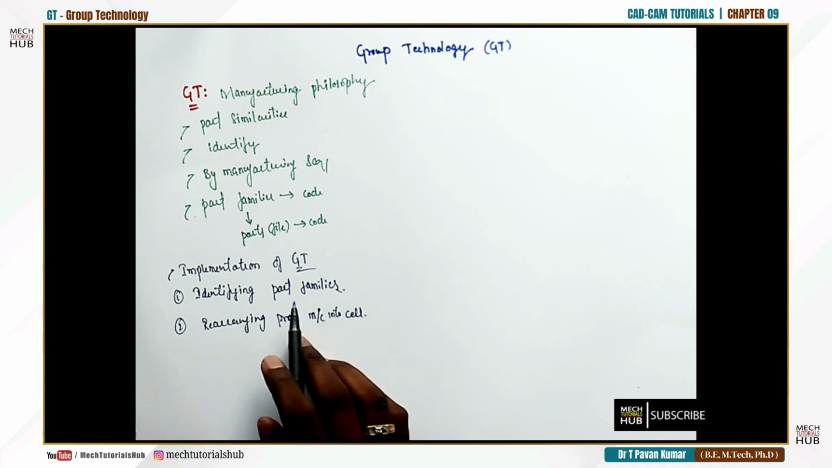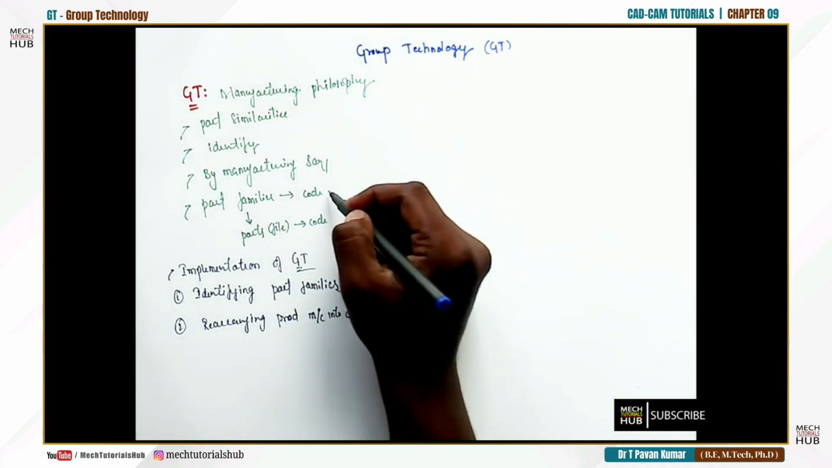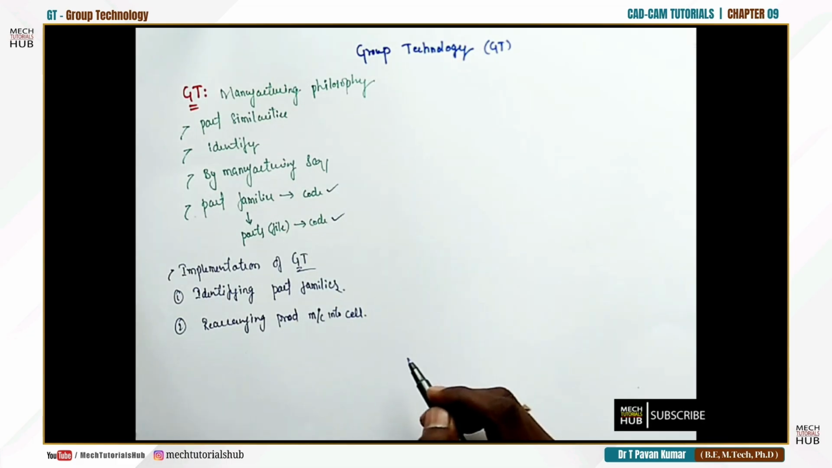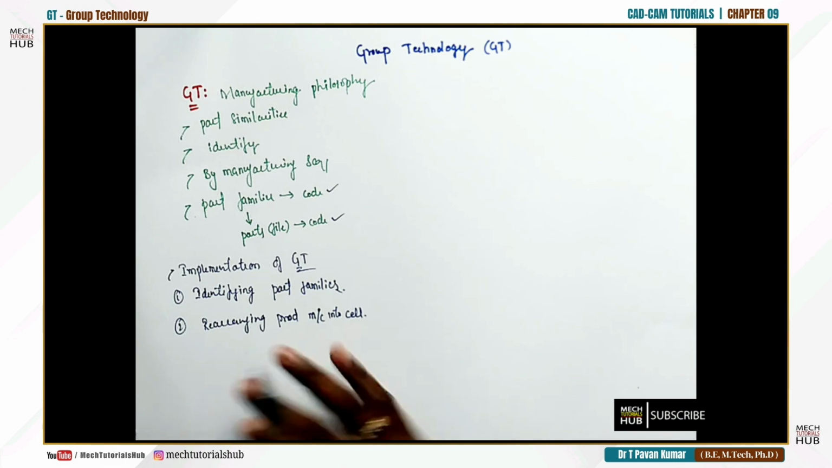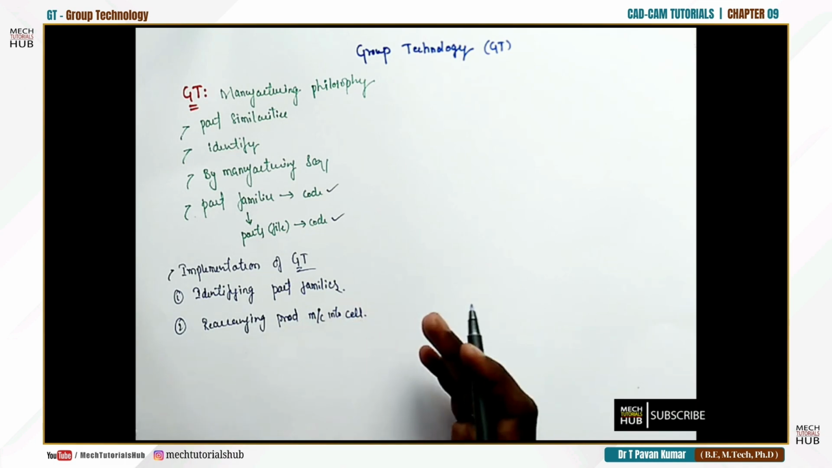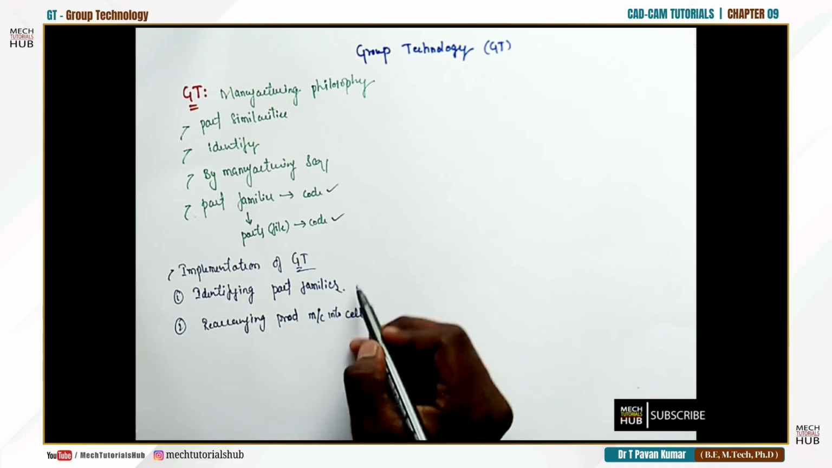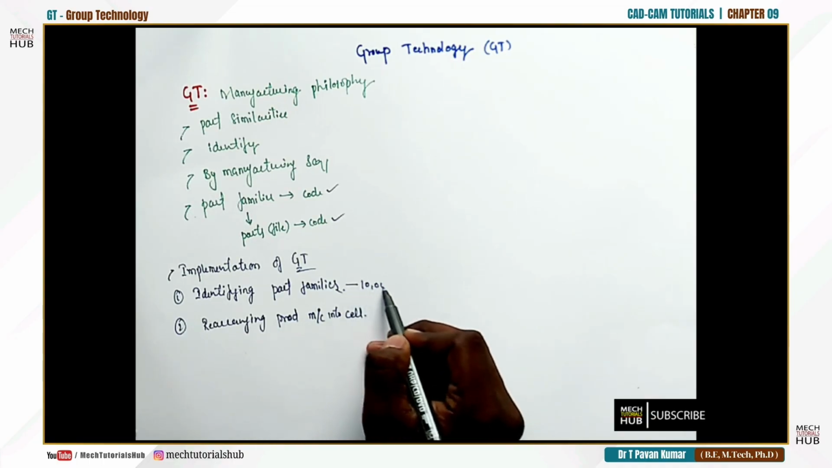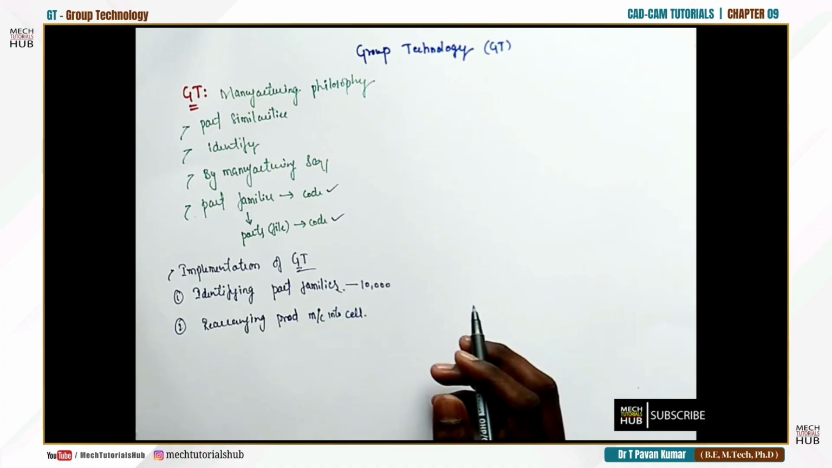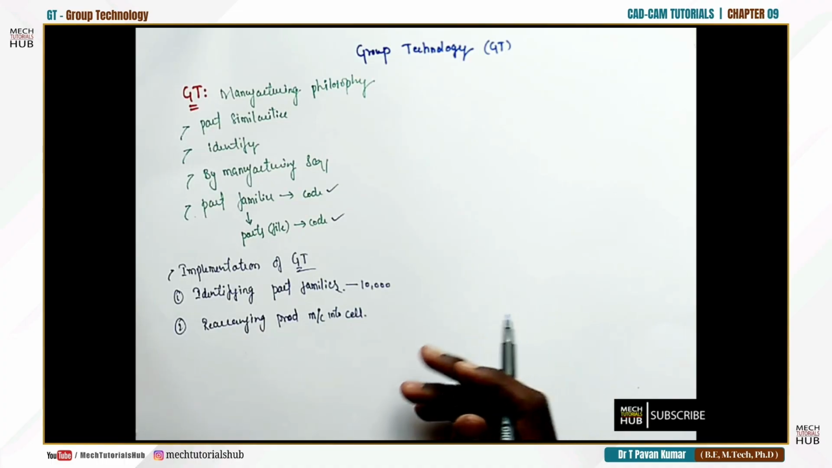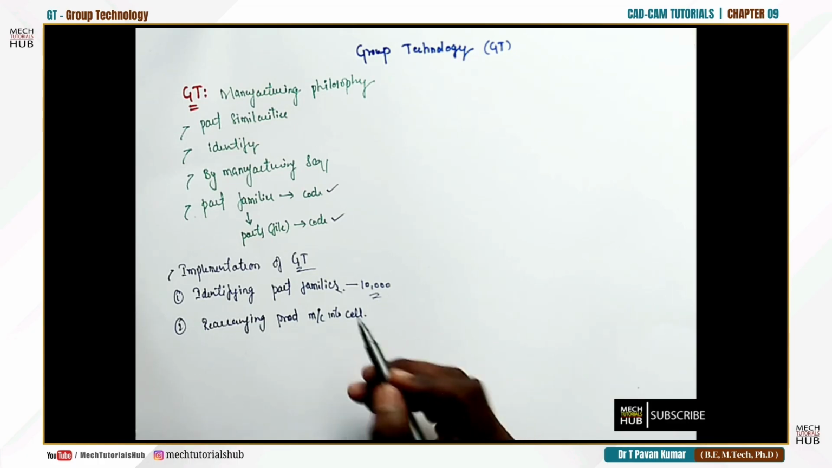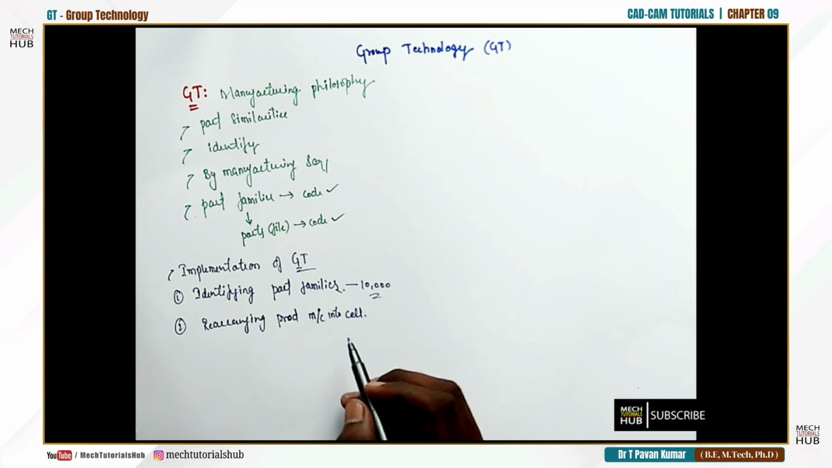Identifying part families, the way I have said, all depends on the coding. For example, consider some 10,000 different parts. Reviewing all the part drawings and grouping all the part families is a substantial task that consumes significant time. Identifying all of them is not possible, it will take more time. So each and every part is identified with respect to its coding.